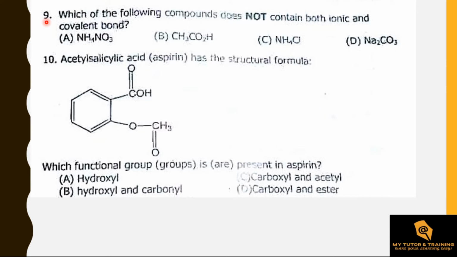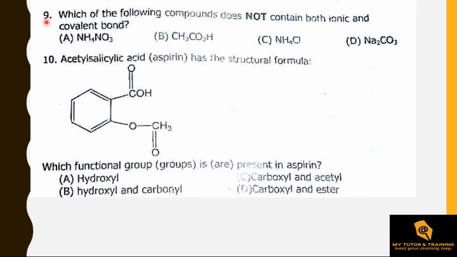It is CH3COOH. But choice C, ammonium chloride, contains both covalent and ionic bonding. D, sodium carbonate also contains both ionic and covalent bonding.